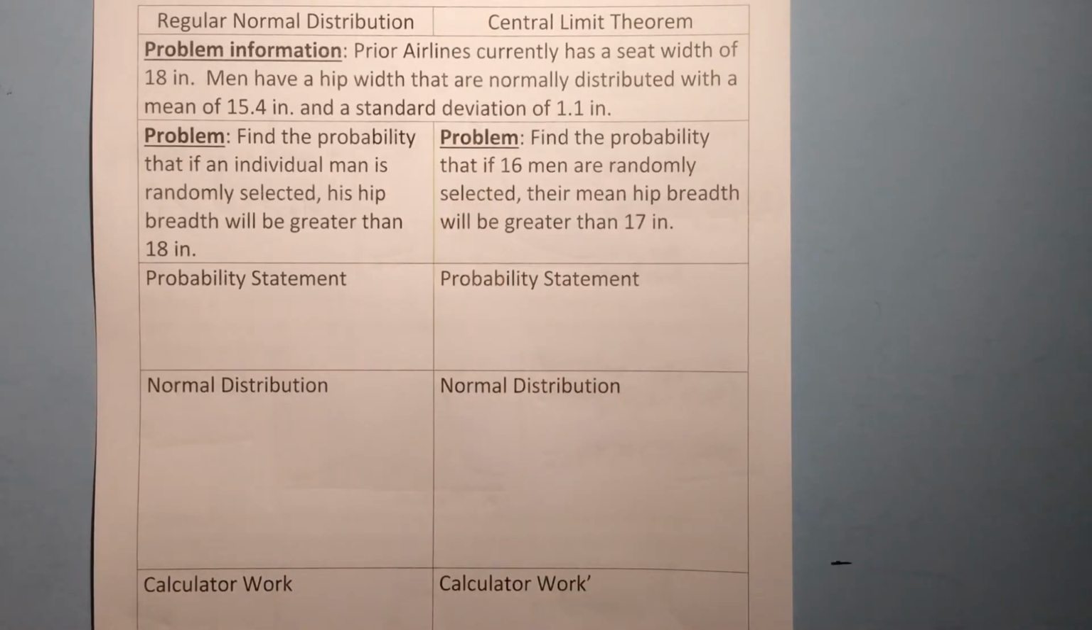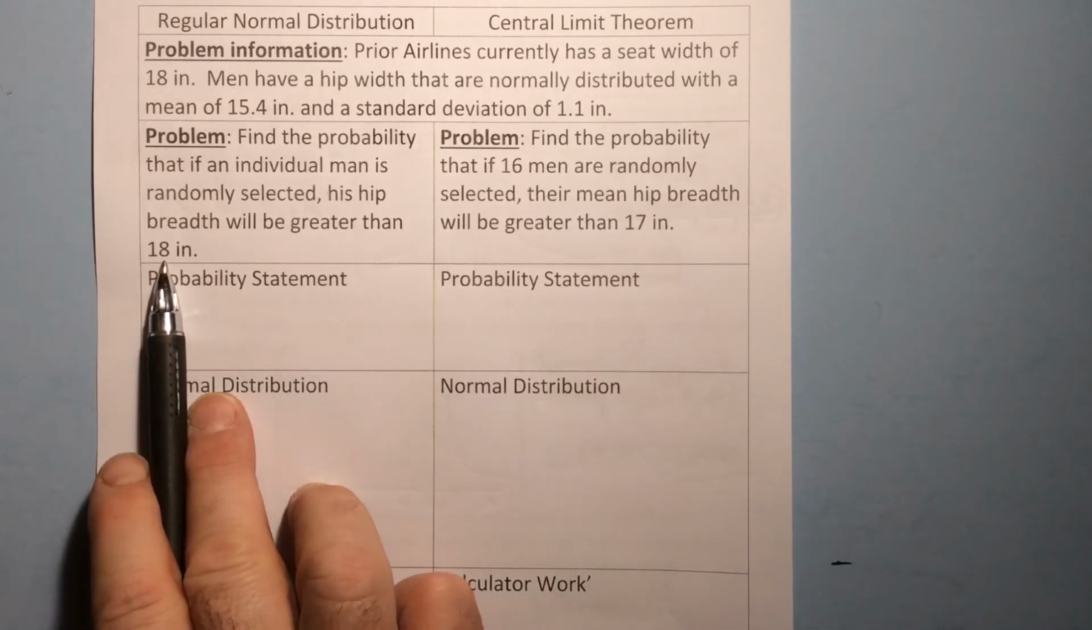So the problem information for both of these questions is Prior Airlines currently has a seat width of 18 inches. Men have a hip width that is normally distributed with a mean of 15.4 inches and a standard deviation of 1.1 inch. So the first problem says, find the probability that if an individual man is randomly selected, his hip breadth will be greater than 18 inches.